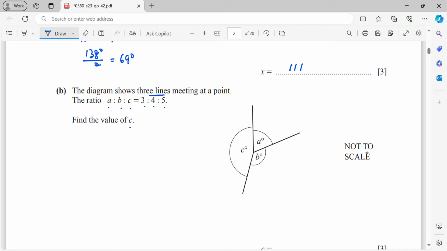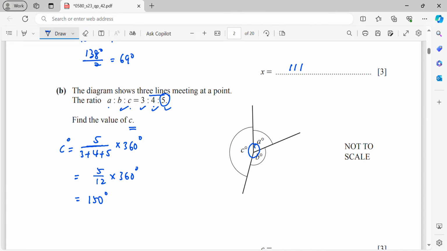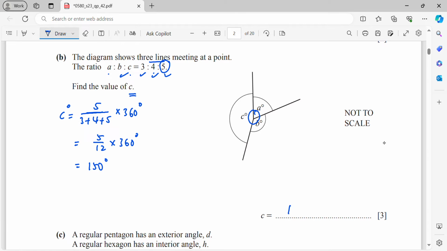Okay, so for the value of c, the ratio is 5 over the total, which is 3 plus 4 plus 5. This is the fraction for the angle of c. From the ratio you change to a fraction, but then we know that one whole circle is 360 degrees. So you multiply by 360 degrees: c equals 5 over 12 times 360 degrees. Therefore, you will get 150 degrees, which means your c is 150.